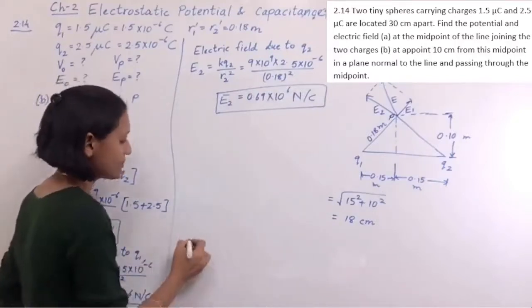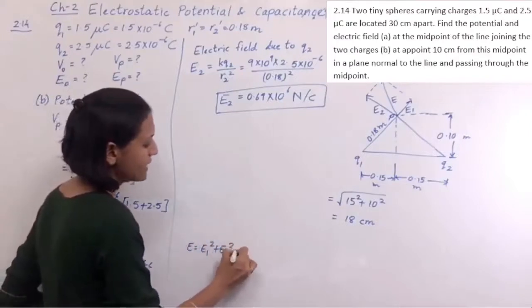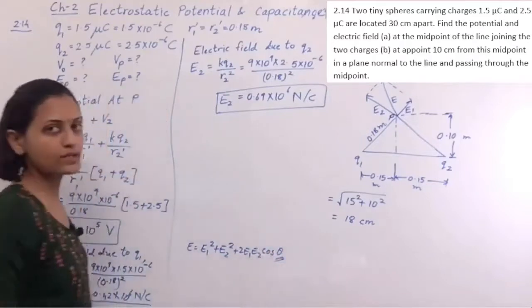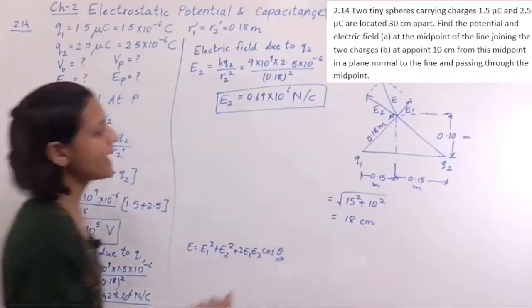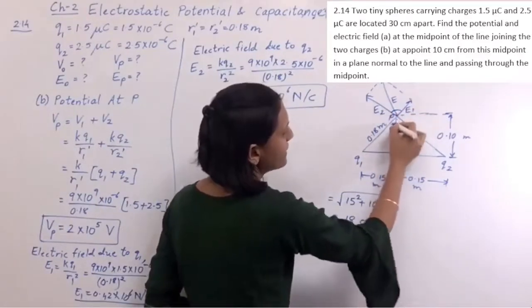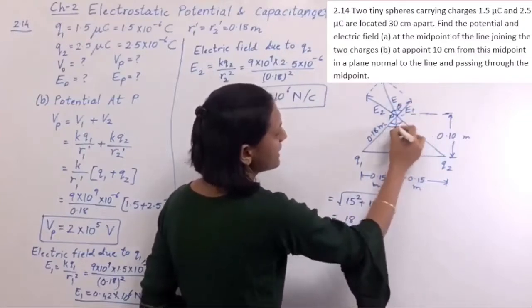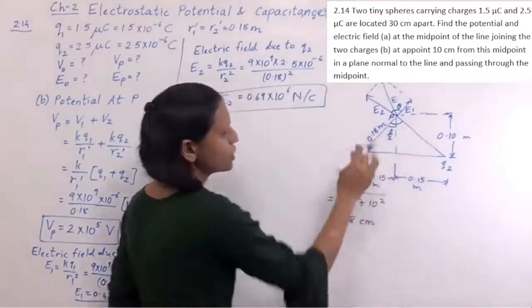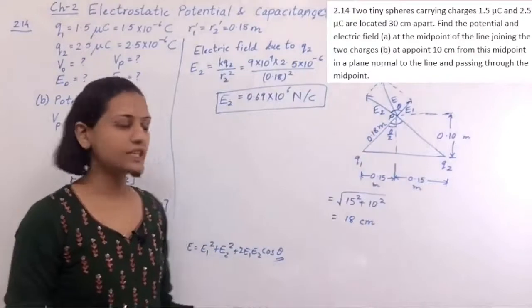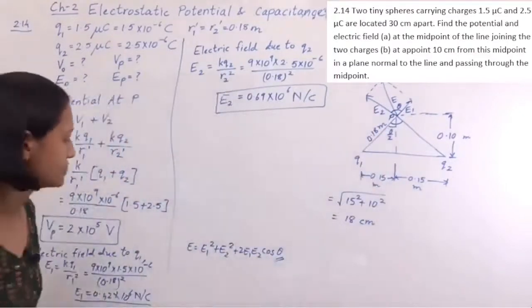Now the equation for the parallelogram, for finding E, needs E1 square, E2 square and 2E1E2 cos theta. So theta also has to be found out, right? What is the angle between these two? That means this total angle you have to find out. So this is theta, and this will be theta by 2. If we can find theta by 2, we can find theta, right? So our first goal is to find the value of theta by 2.